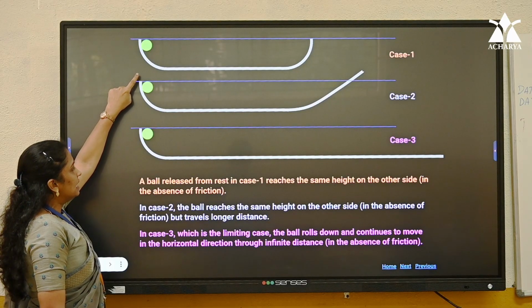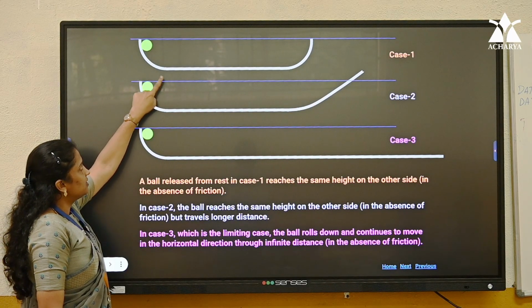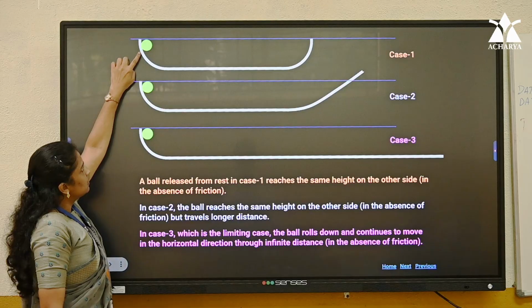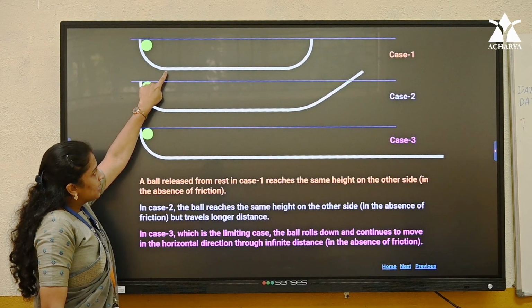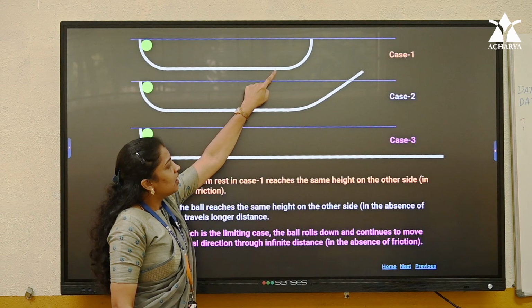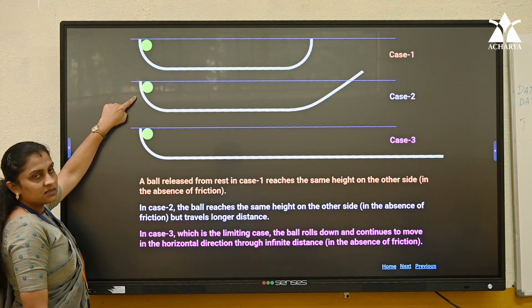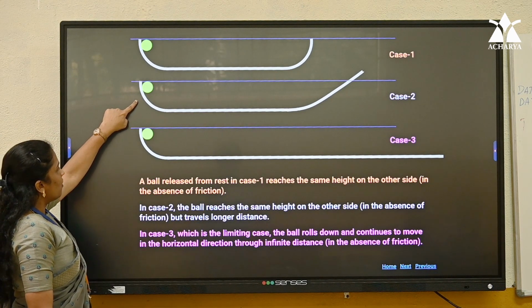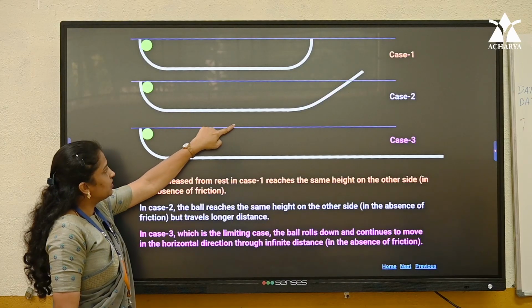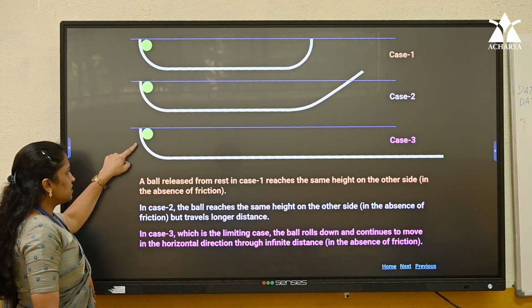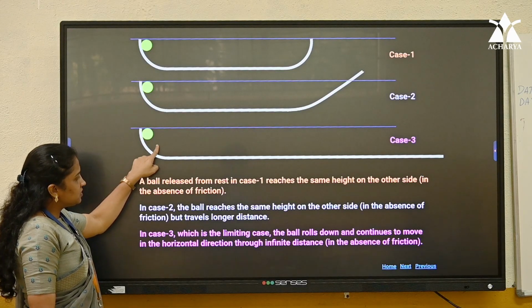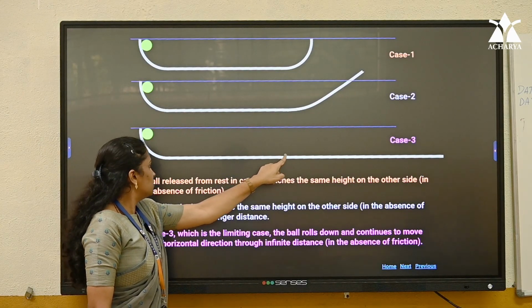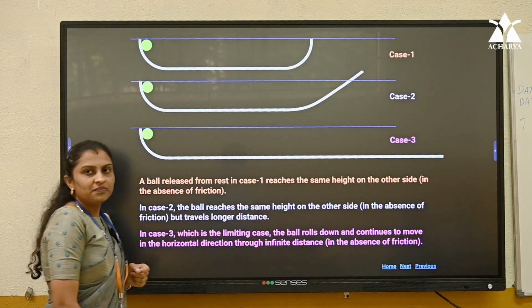The ball is released from a height, from rest. You can see this. In case 1, it reaches the same height on the other side. You can see this second case. The ball reaches the same height on the other side. And the third case, which is a limiting case: the ball rolls down and continues to move in the horizontal plane.